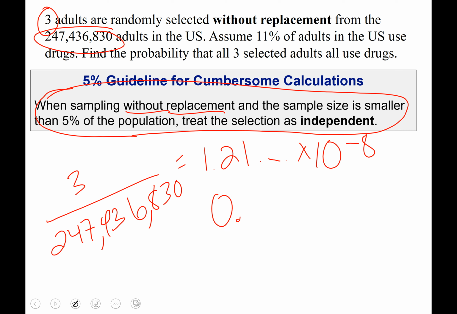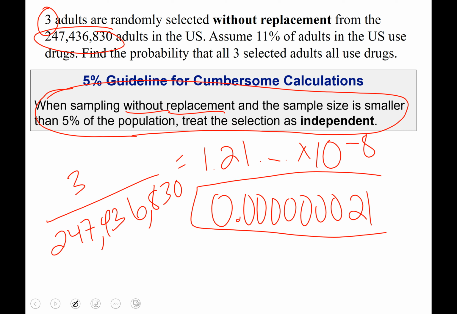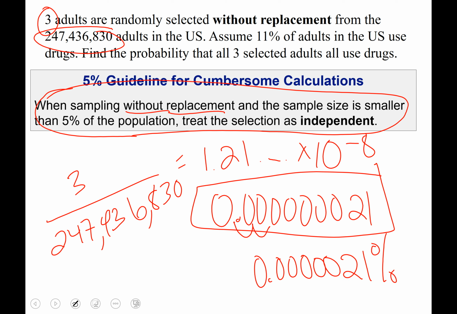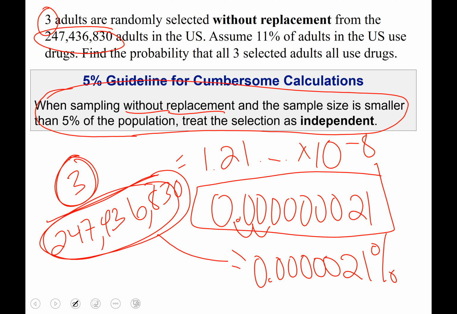That would be 0 point, and then I need 7 zeros. 1, 2, 3, 4, 5, 6, 7, 2, 1. Okay, so that turned into a decimal, into a percentage, is 0.000001234521%. Okay, let me explain what's going on. We surveyed 3 out of this many people. 3 out of this many is approximately 0.0000012% of the population. So way less than 1% of the population.